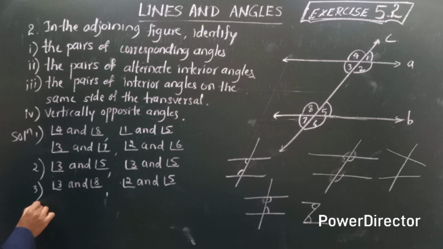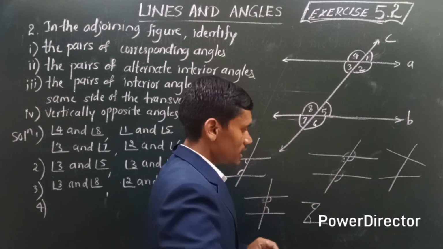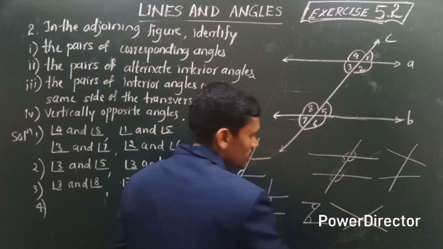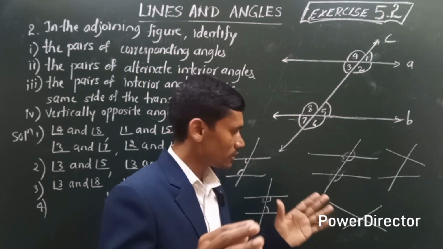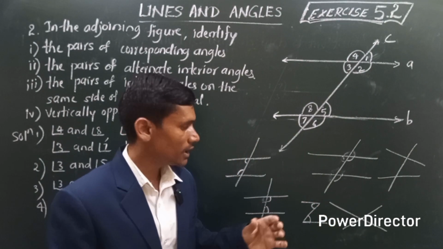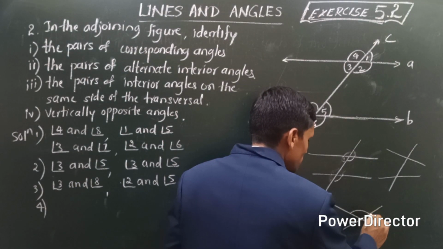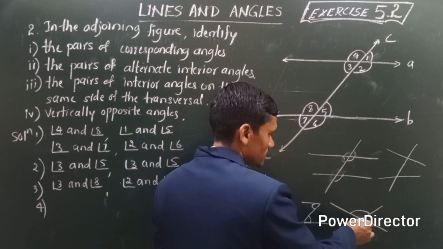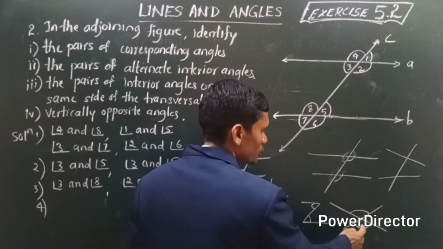This is the next solution. Coming to the fourth one, what is asked is vertically opposite angles. Vertically opposite angles means you need to understand first the meaning. If any two lines cut each other, the point where two or more lines join we call a vertex, remember. And the angles formed in these positions are opposite to each other at the vertex. So we say these are vertically opposite angles.